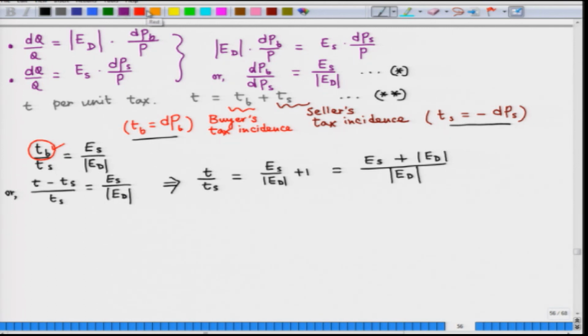So now note that this is interesting because it says something more, and we can look at that when we take the inverse of this. So let us rewrite TS divided by T, and that will give Ed divided by Es plus the mod value of Ed, right.